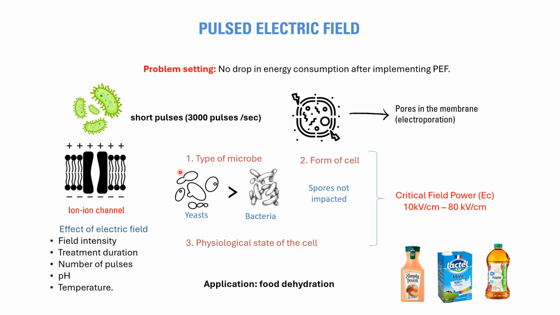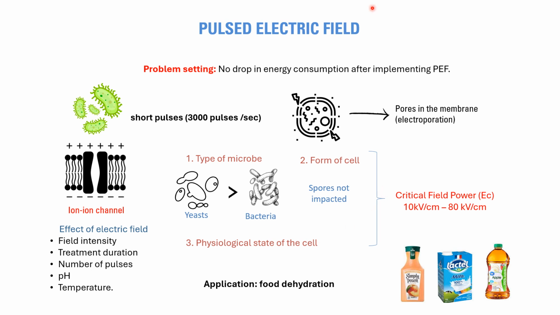Yeasts are generally more sensitive than bacterial cells, which is also, to be honest, the kind of spoilage organism that will be present in fruit juice. It also depends on form of cell. As mentioned, spore is not that impacted. Sometimes you have to also mildly heat your fruit juice in order to get rid of spores. Third, physiological state of the cell.